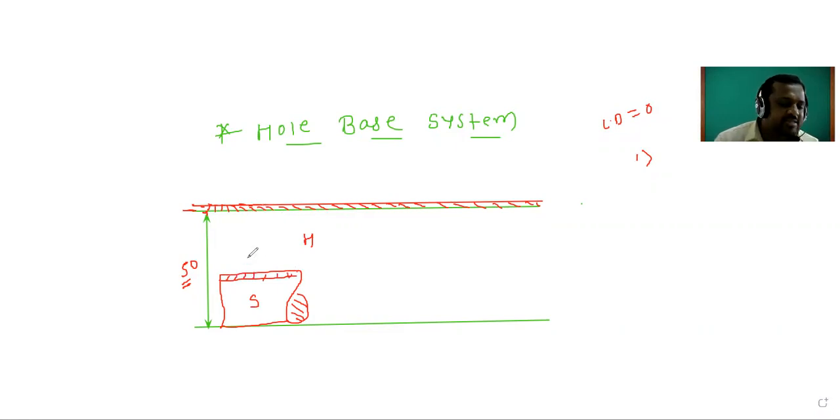Then tell me, which fit is there in between this? Condition number 1. हे तुमचं होल आहे पूर्णपणे. हा शाफ्ट आहे. शाफ्टची साईज छोटी आहे, होलची साईज मोठी आहे. This is the tolerance zone for the hole. This is the tolerance zone for the shaft. Then tell me which fit is there? It is called the clearance fit.